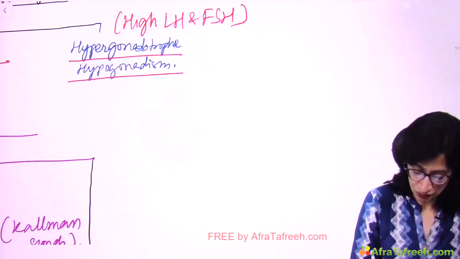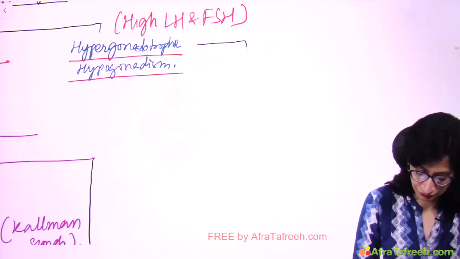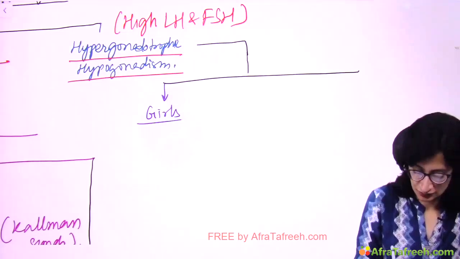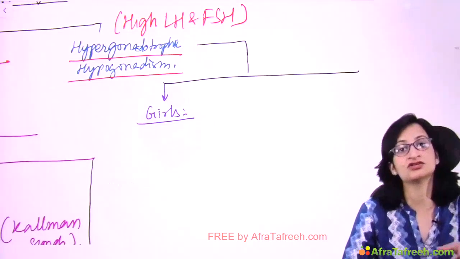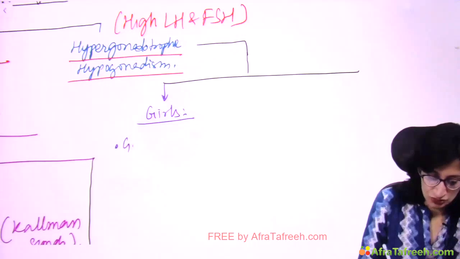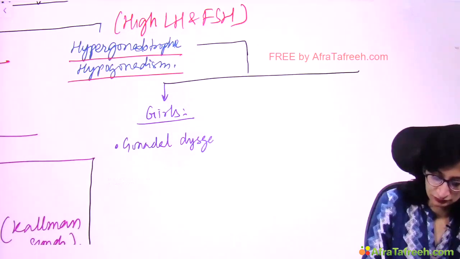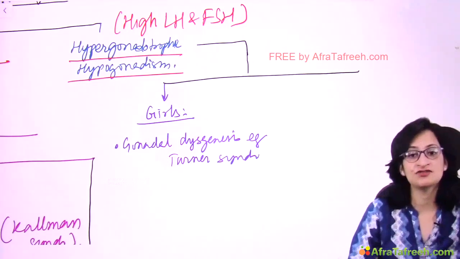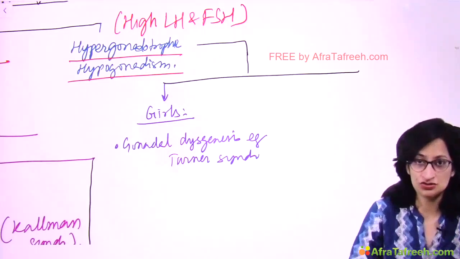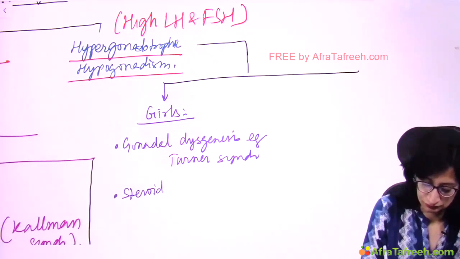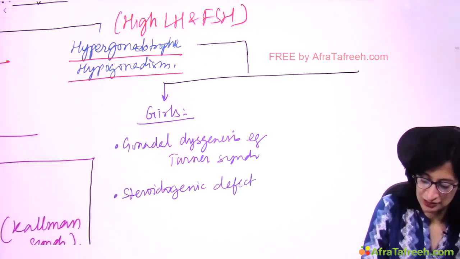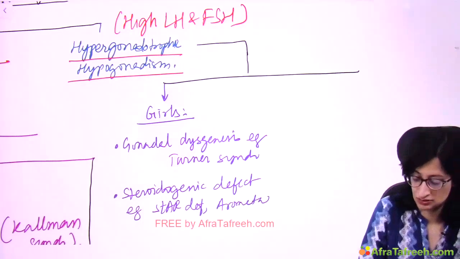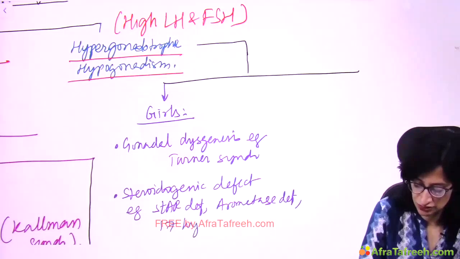So, coming to the important causes in girls first. In girls, the causes include gonadal dysgenesis, like you get in Turner syndrome. Steroidogenic defect, defect in steroid synthesis at the level of adrenals. Example, StAR deficiency, aromatase deficiency, 17 alpha hydroxylase deficiency.